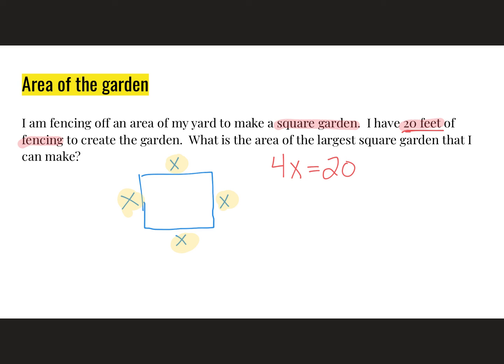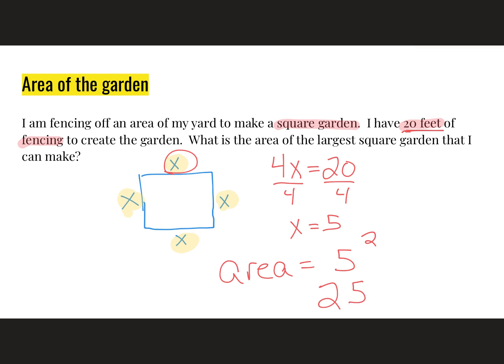Okay, so if 4x equals 20, to solve this, I'm simply going to divide both sides by 4 and get x is 5. So remember, x is my side length, so I haven't answered the question yet. If I have a square with a side length of 5, the area equals 5 squared. 5 times 5 is 25. And this is square feet because my units were in feet up here. Okay, so my garden is 25 square feet.